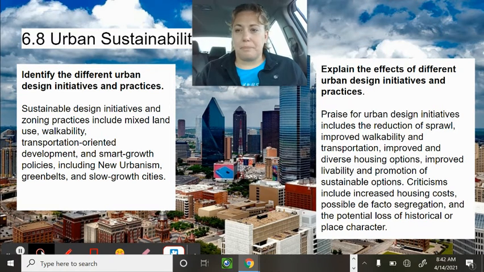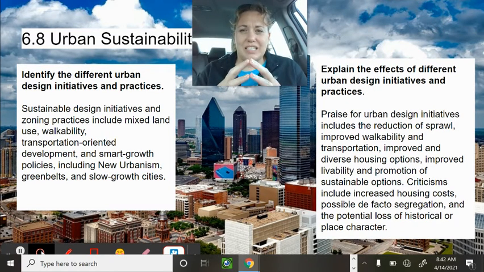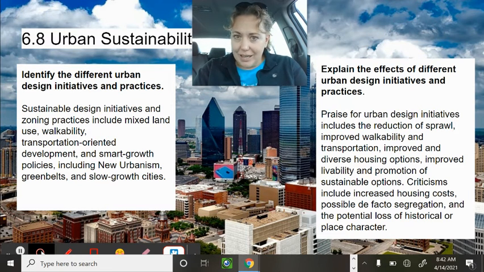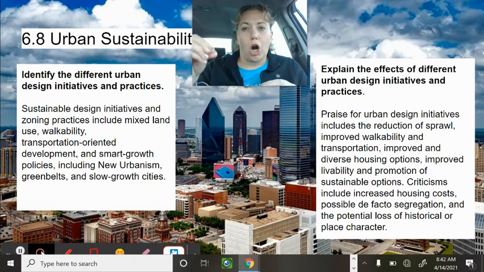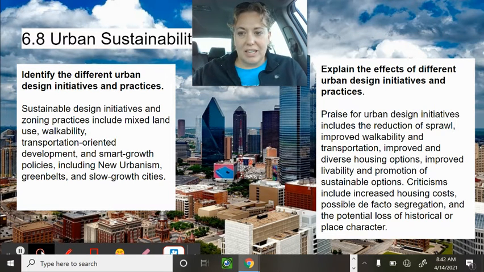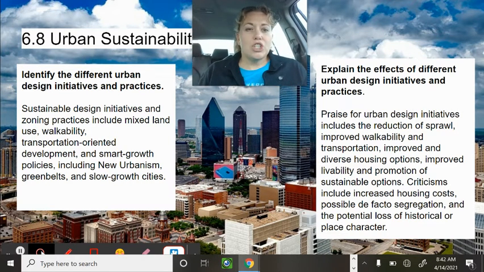Okay, 6.8, sustainability. We love this. So remember, sustainability is basically, can we do things now that are going to give us what we need that are going to also not harm future use of this? So like the use of fossil fuels right now is not sustainable. Sure, we're getting what we need, but 100 years from now, is that going to even be an option for people? So the standard here is to identify different urban design initiatives and practices.